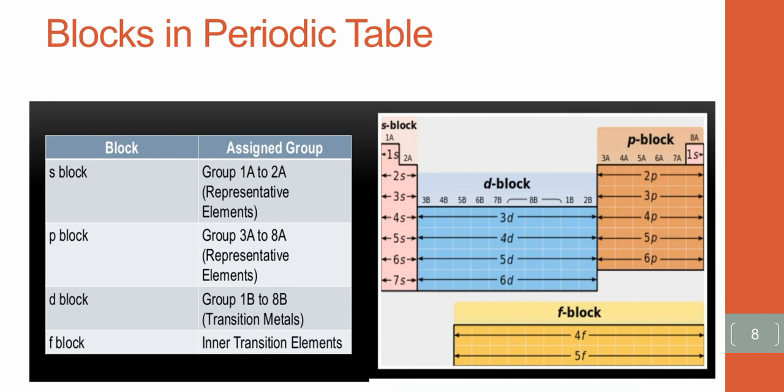And in the middle of the periodic table there are d block elements from group 1B to 8B, the transition metals, and these elements have valence electrons in d orbital. At the bottom of the periodic table there are f block elements, and these are inner transition elements because they have valence electrons in f orbital.